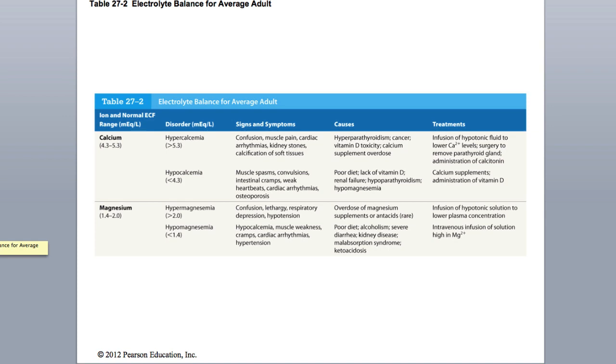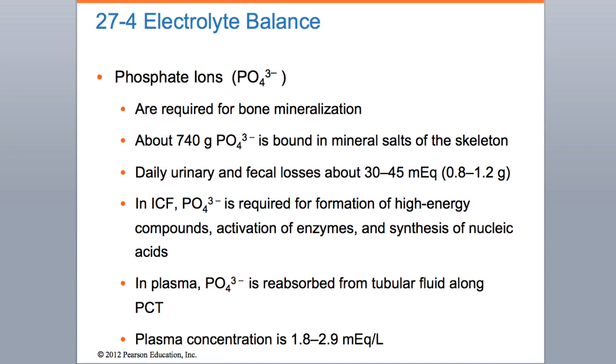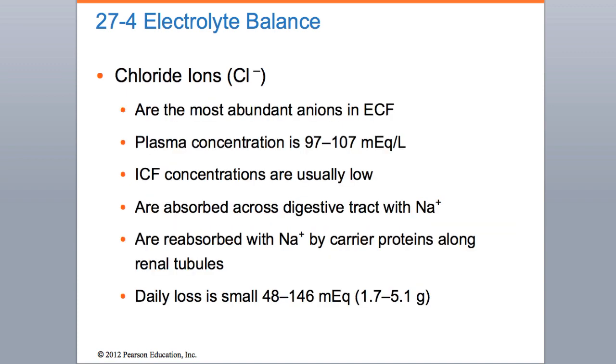Only the top portion talking about hypercalcemia and hypocalcemia. Now make a note that if your blood calcium levels rise too high, you can get a heart attack. You can get cardiac arrhythmias because of a high calcium level. So that is important to keep in mind. The top half of this chart. Next slide, don't care for. This slide, don't care for.